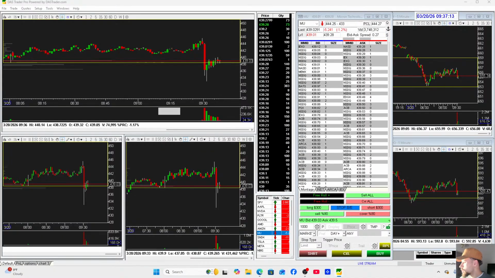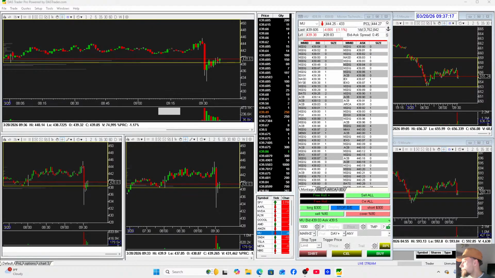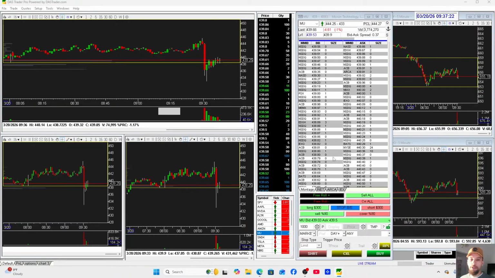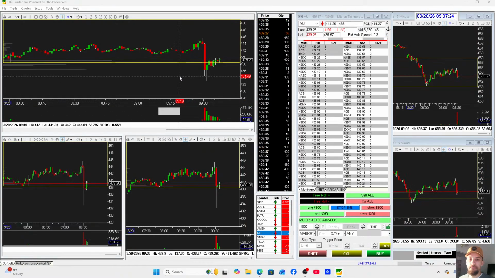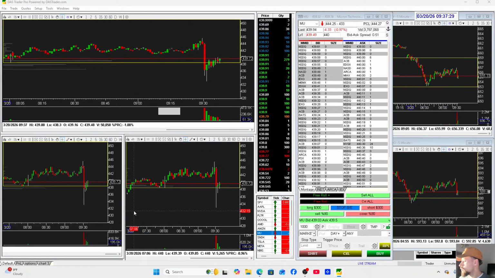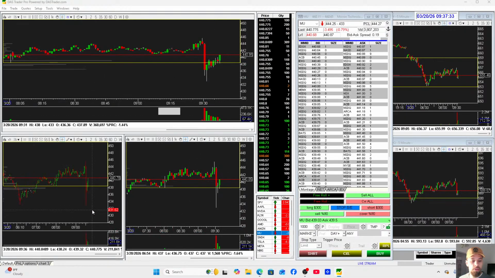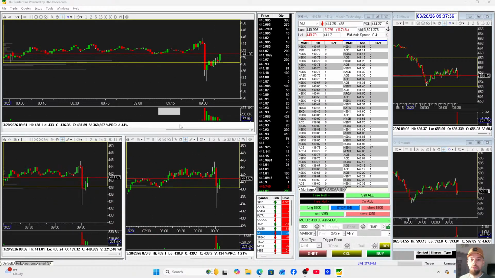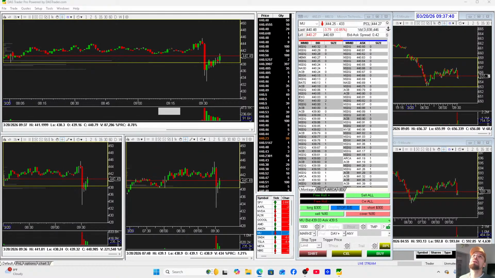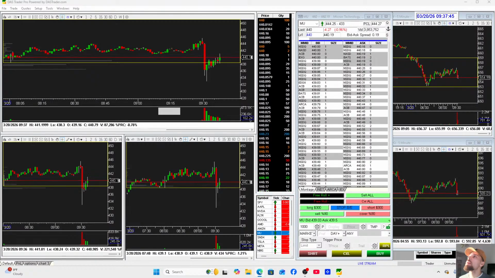Nothing obvious for me just yet. Seems like it wants to hold this area of support. Seems to be getting a bit bullish here. Seems like the ladder is more bearish.